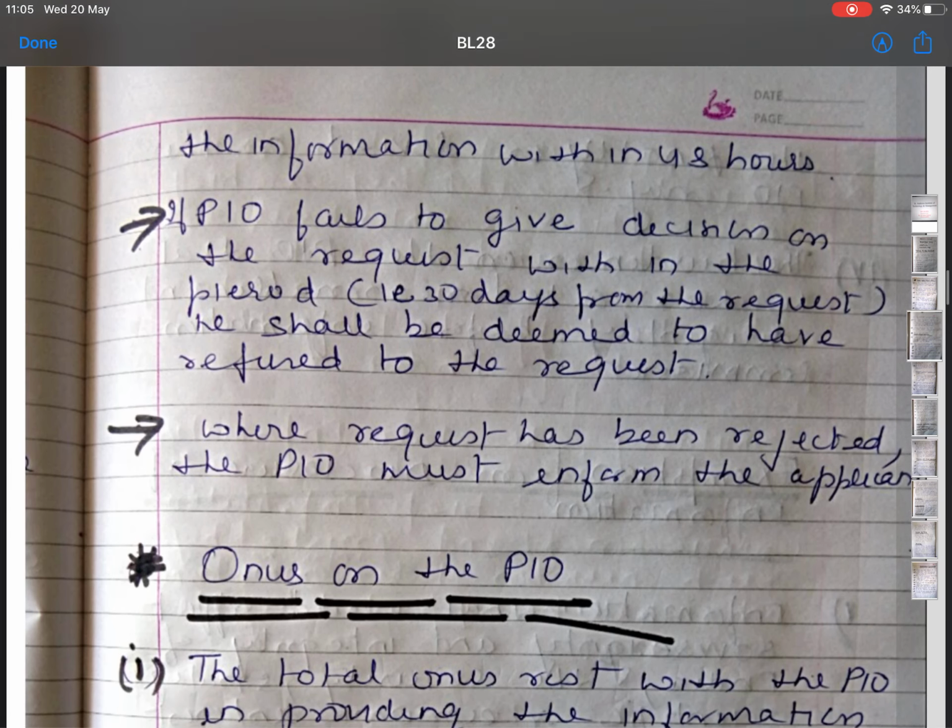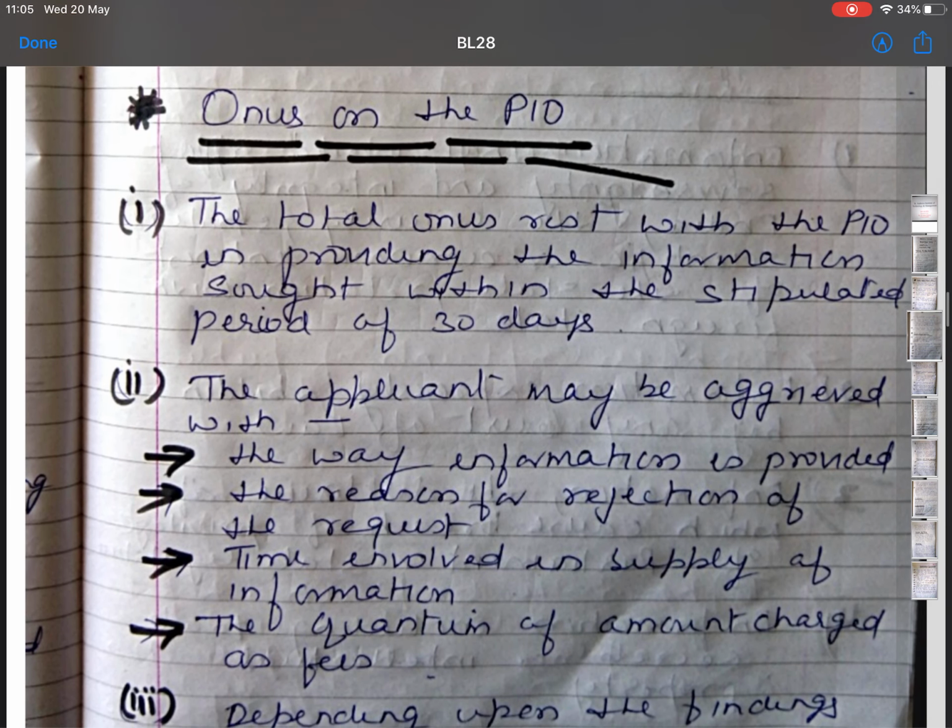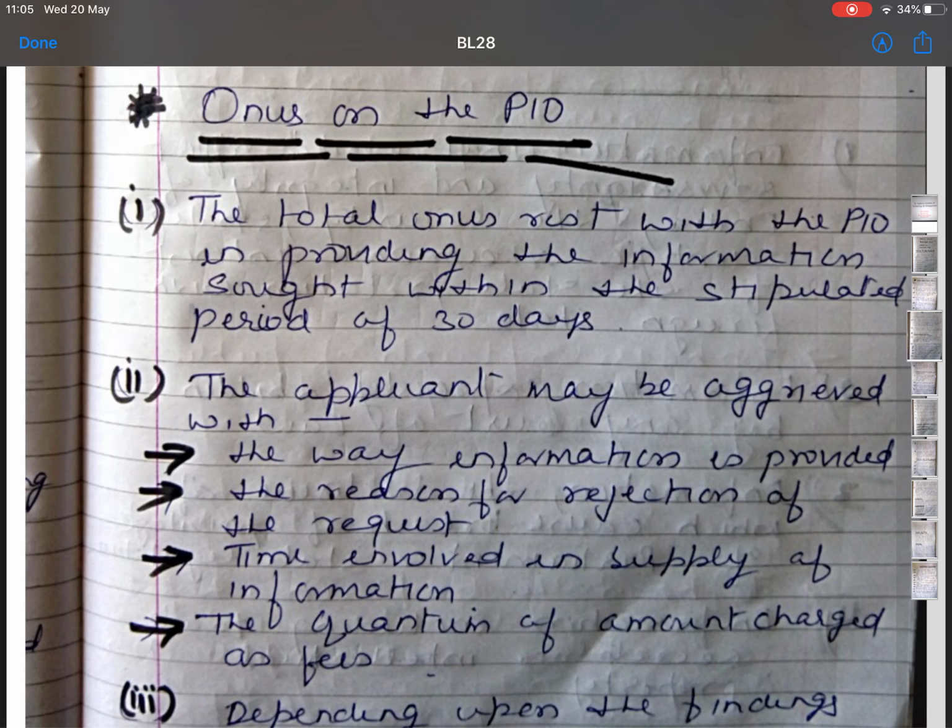Now, onus on the PIO. The total onus rests with the PIO in providing the information sought within the stipulated period of time, that is 30 days. They are the interface between the citizen and the organization. So they are the link, the interface between citizen and public authority.